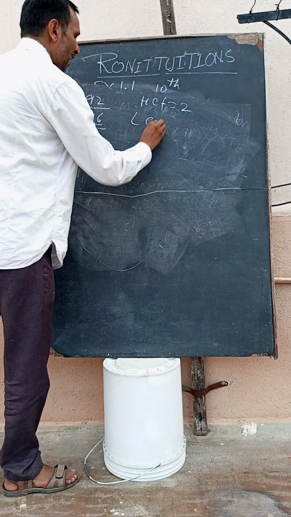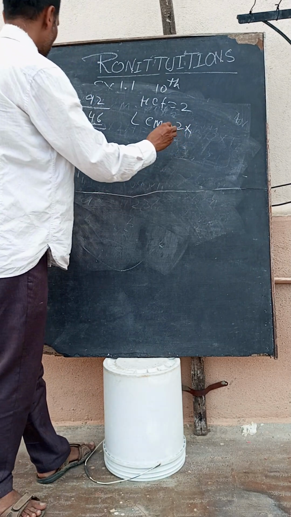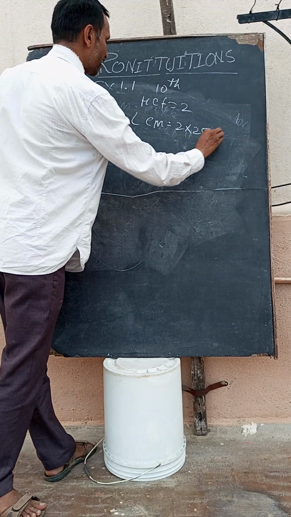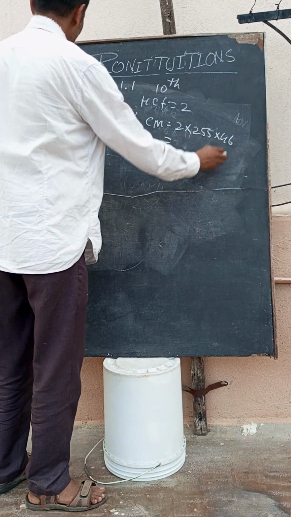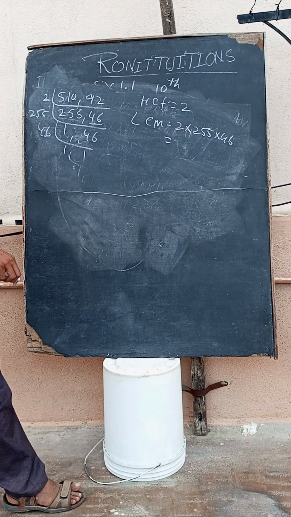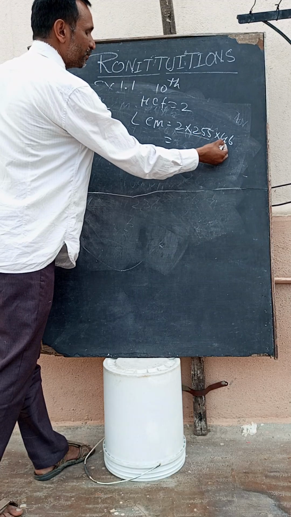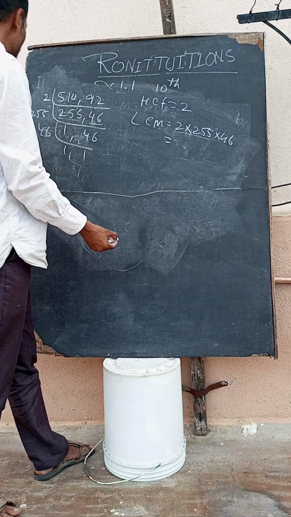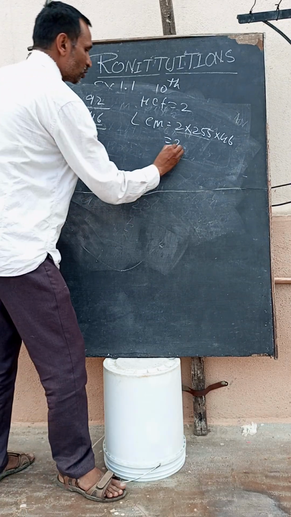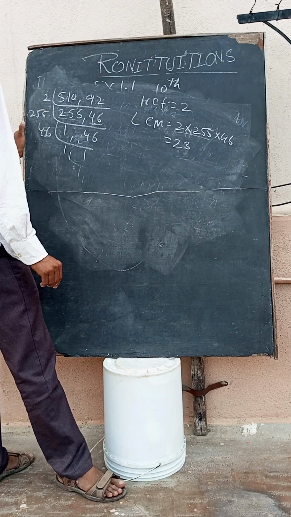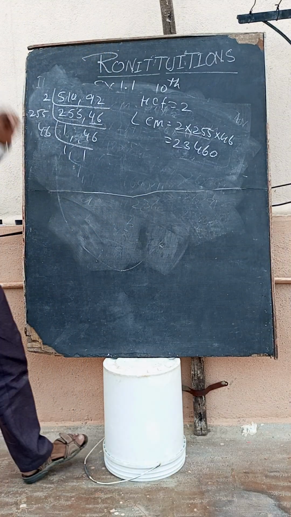So LCM is equal to what? LCM is equal to 2 into 255 into 46. How much is it? If you multiply this number, then 510 into 46 is equal to 510 times 46, 23,460. Because the last 0 is there, 0 will come. So this is the LCM.